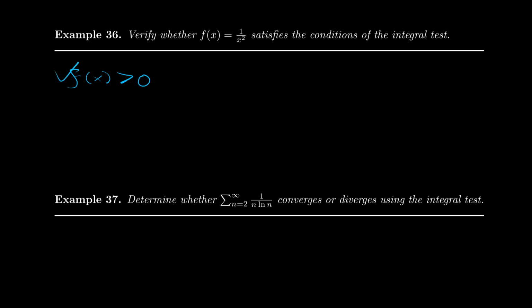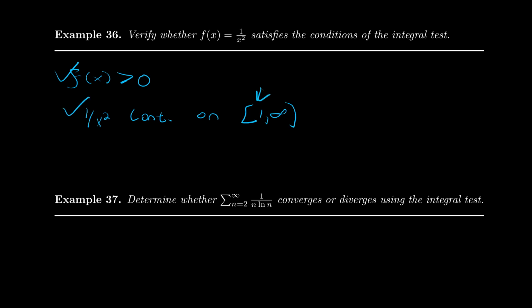Step 2 is going to be, is it continuous? Is 1 over x squared continuous on this interval from 1 to infinity? Is there any number that we can plug in that's going to make the denominator of this rational function 0? No. The only number that makes the denominator 0 is 0, because that's the root of x squared equals 0, with multiplicity 2. Well, 0, you may notice, isn't in here. So we're good to go on that one.